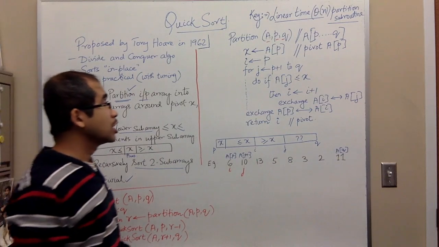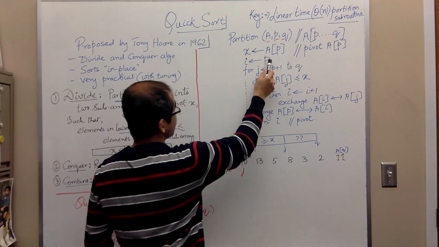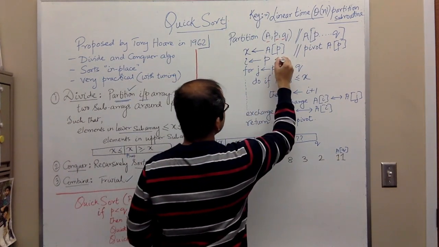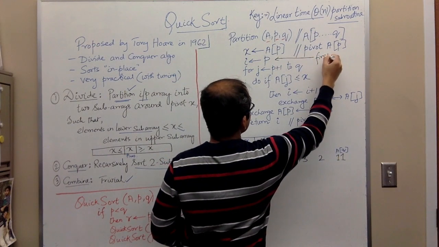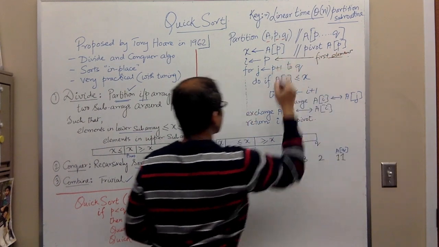Any element you can choose to be the pivot element, and the index of the pivot element, like the first element, p is the first element. So we just store the index in i. There is the first element. We store it in a variable i.